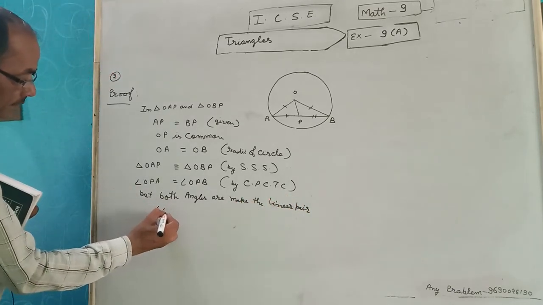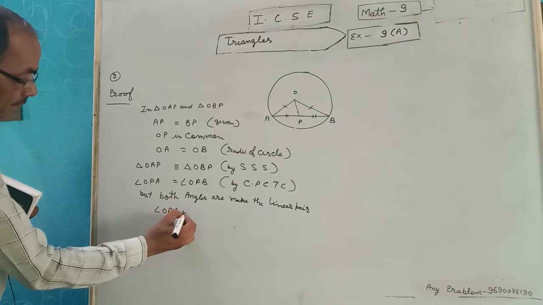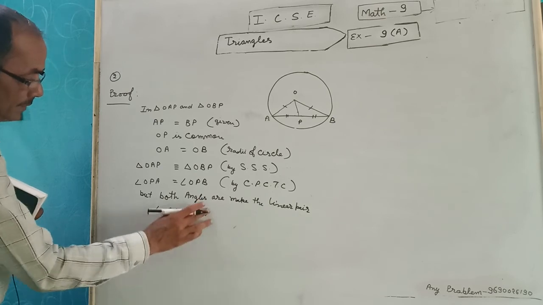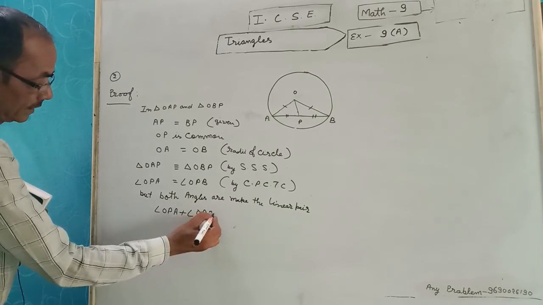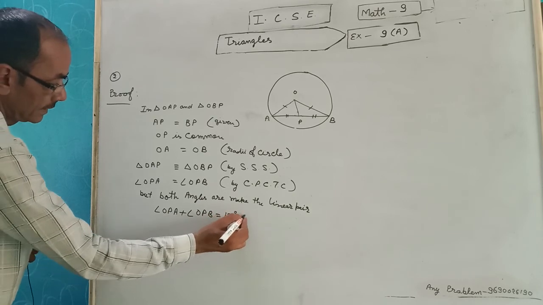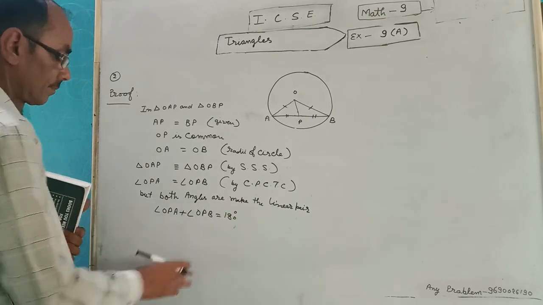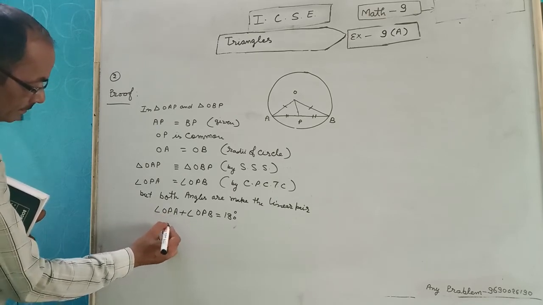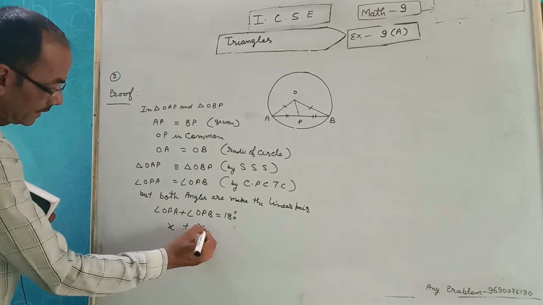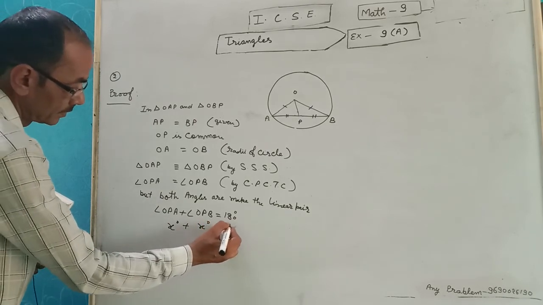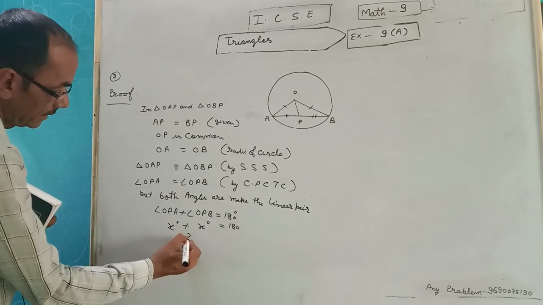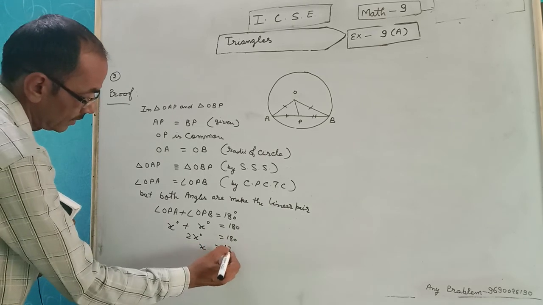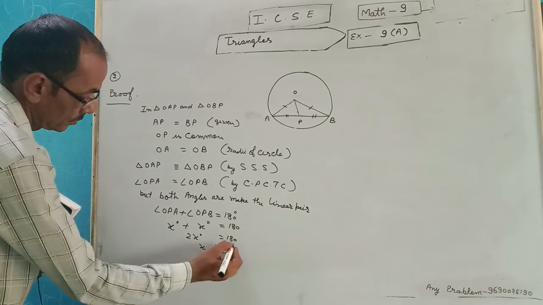Angle OPA plus angle OPB equal 180 degree. Both are angle equal. x plus x is equal to 180. 2x is equal to 180. Then x is equal to 180 upon 2 is 90.